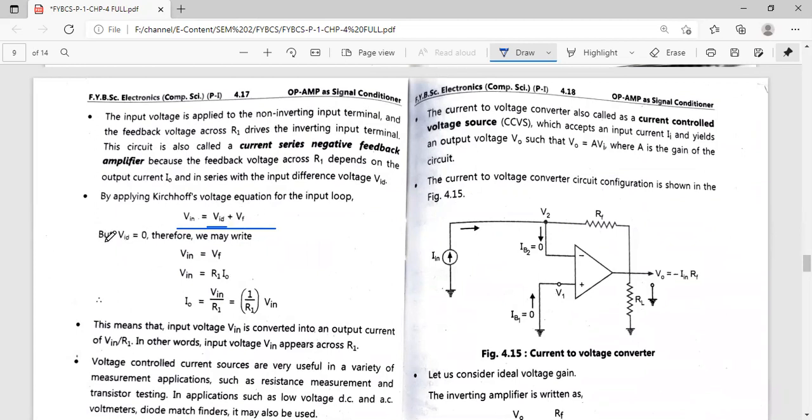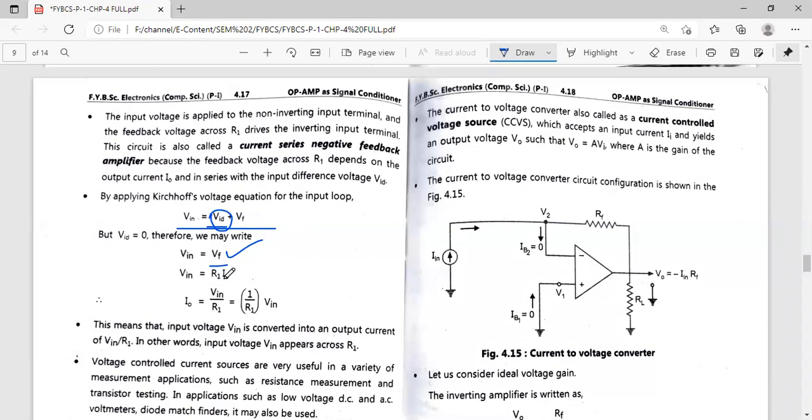Now if VID is equal to 0, we know both the terminals of the op amp have the same potential, so the difference between them is 0, so this term will be 0, correct? Now what we are left with, V in is equal to VF. So we got this statement, V in is equal to VF. Now how to write the VF feedback voltage? It is like voltage is equal to current into resistance, right?